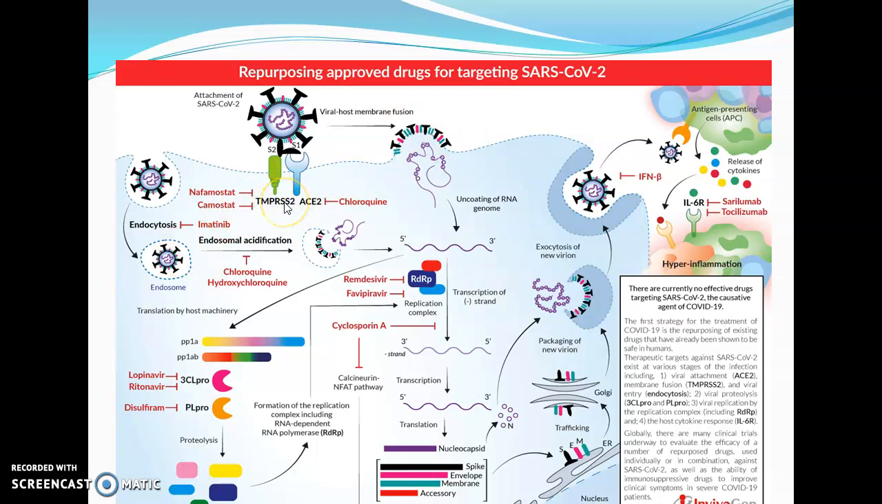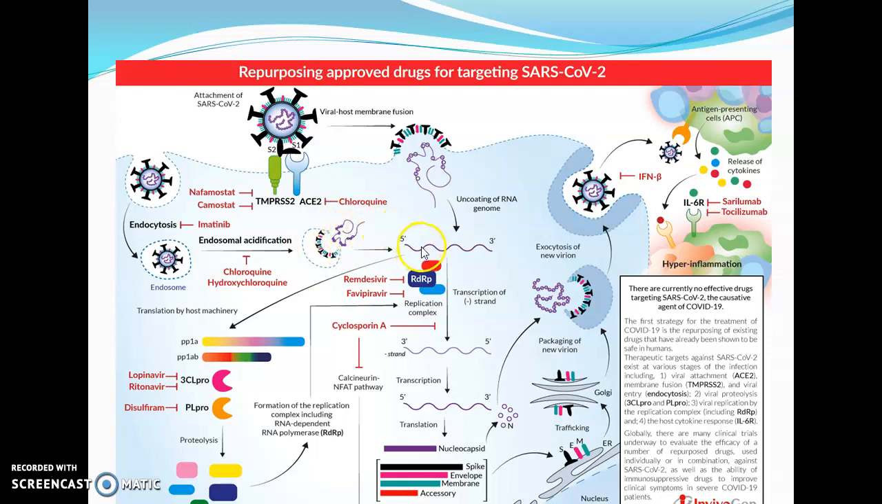This host protease is in the lungs, and it breaks down the spike protein into two forms, S1 and S2. S1 will attach to ACE2, which is another host enzyme present in the lungs, and S2 will attach to TMPRSS2, the transmembrane protease serine 2. After attachment, endocytosis will happen, with endosome formation and endosomal acidification, which is required for the proper pathogenicity of this virus.